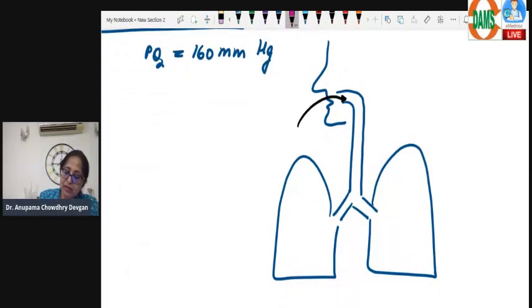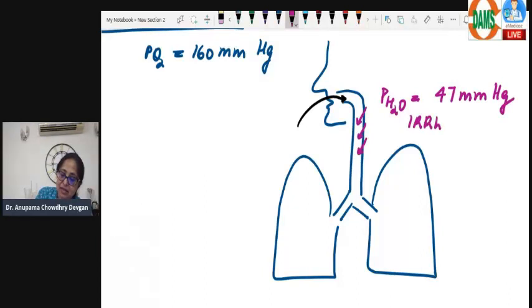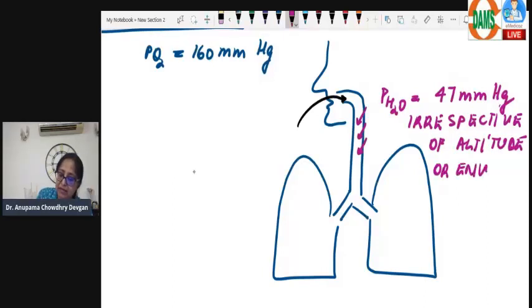When you inspire, number one, the air is brought to body temperature. And number two, there is a humidification of air, an addition of water vapor. What is the partial pressure of water vapor which is added to the inspired air? This is 47 millimeters of mercury, and this is irrespective of altitude or the environmental temperature. Remember, there is a humidification of the inspired air, and the partial pressure of water vapor is going to be 47 millimeters of mercury. This does not depend on either the altitude or the environmental temperature.